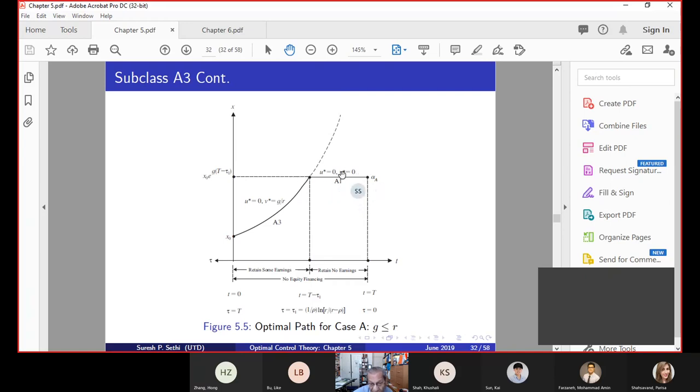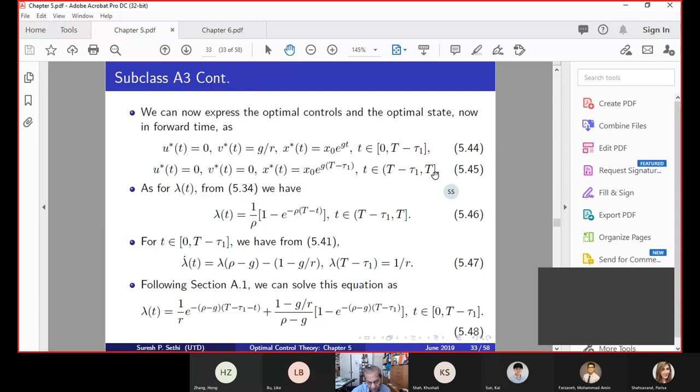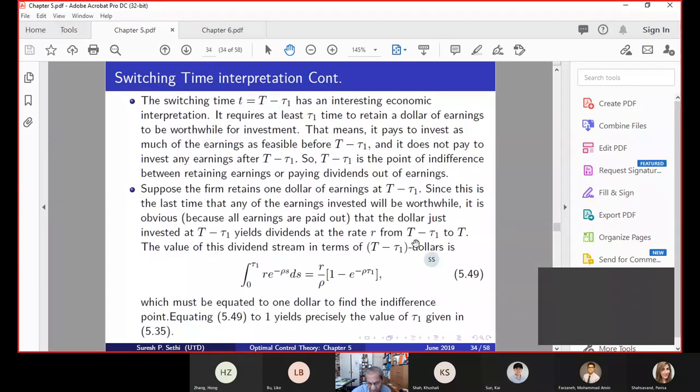So my total value of the dividend will be the present value of that dividend integrated from zero to tau one. So I'm integrating this. I'm going to integrate that from zero to tau one, R e to the minus rho s ds, s going from zero to tau one. That integral is exactly this integral.